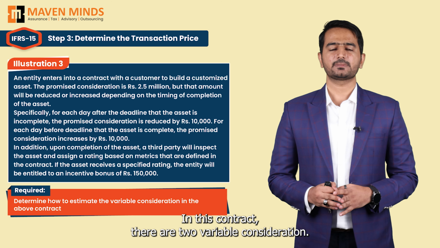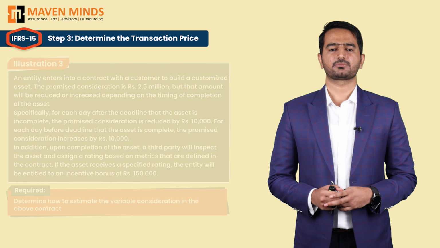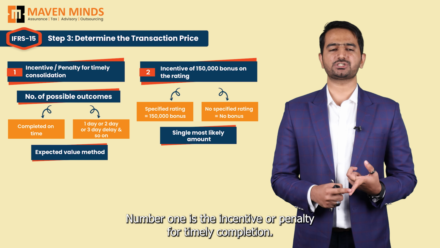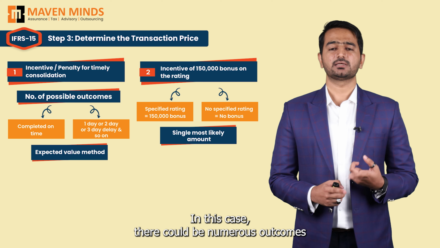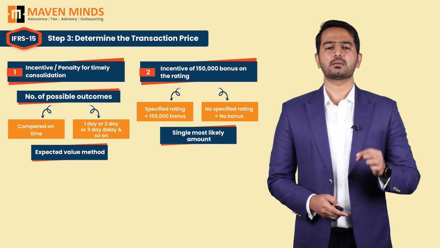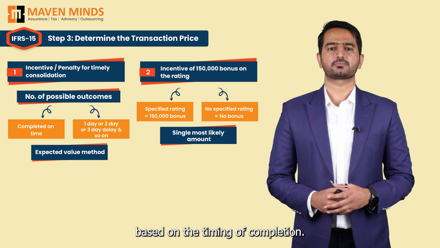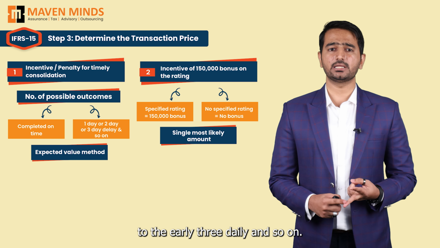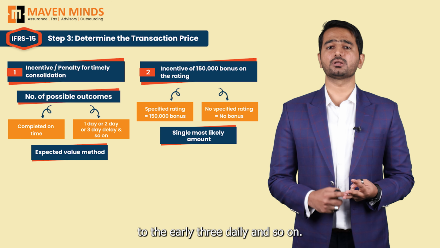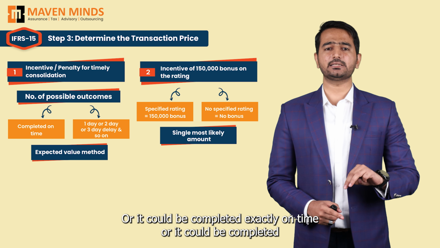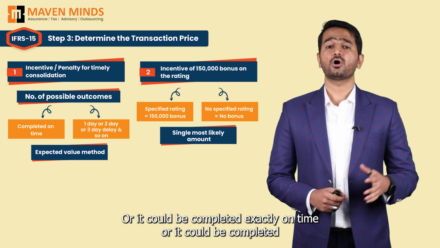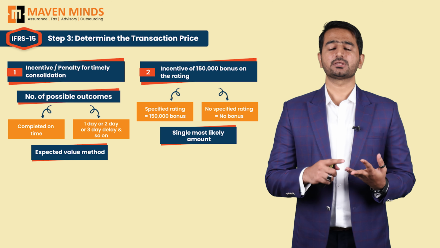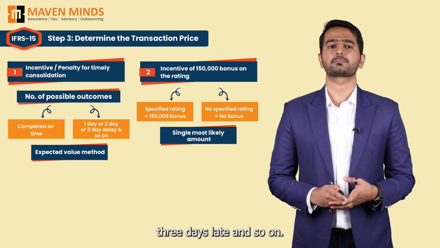In this contract, there are two variable considerations. Number one is the incentive or penalty for timely completion. In this case, there could be numerous outcomes based on the timing of completion. The asset could be completed 1 day early, 2 days early, 3 days early, and so on. Or it could be completed exactly on time, or it could be completed 1 day late, 2 days late, 3 days late, and so on.